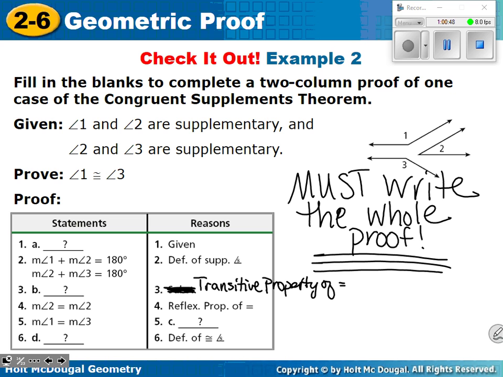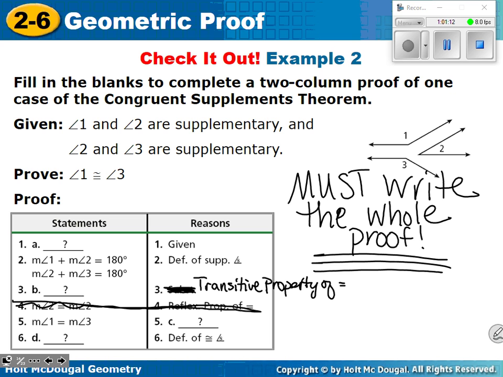Number 4, I'm going to tell you that I would never make you do in a proof. They're just saying angle 2 equals angle 2 by the reflexive property. The reason they're saying that is because they're going to use that fact that the angle 2 on the left is the same as the angle 2 on the right. But if you want to, you can scratch that out because I wouldn't make you do that. Okay? Nothing that I give you is going to make you do that.